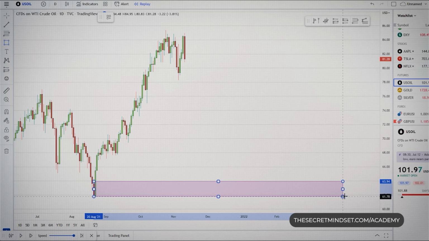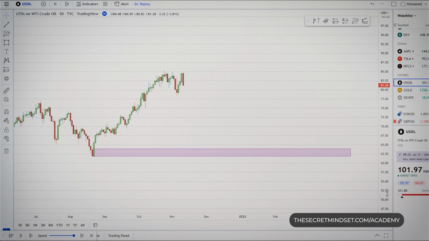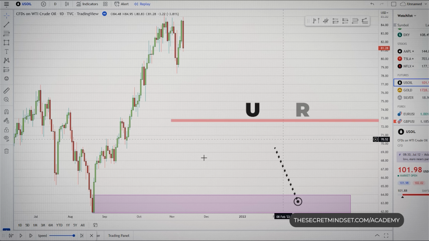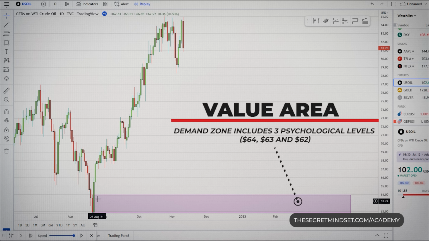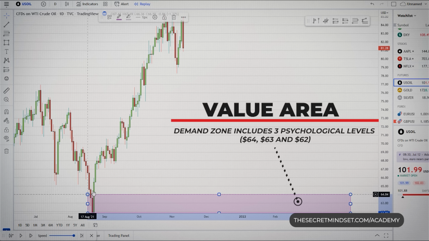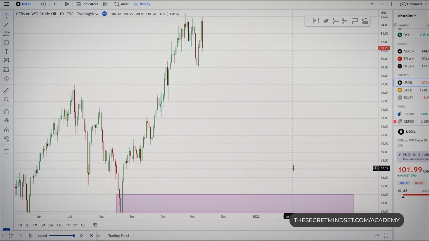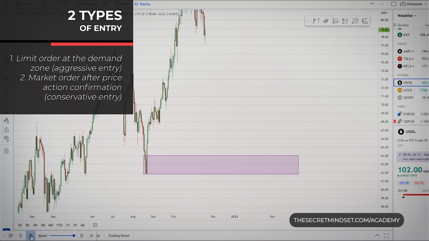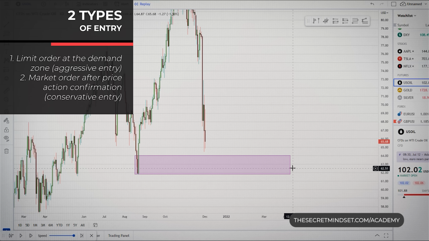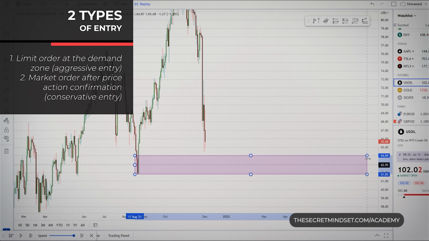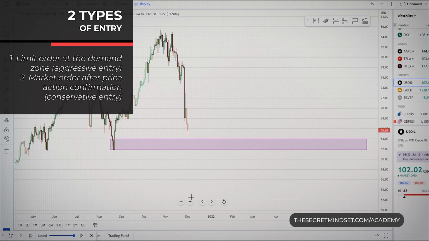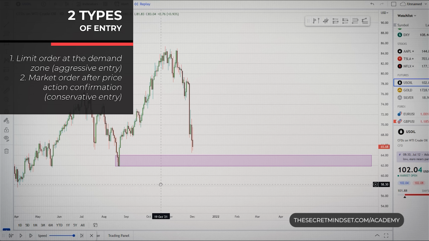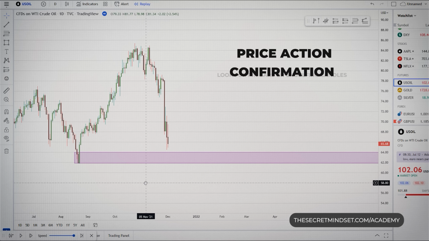We also adjust the scale on the right to have a $1 grid to find the round numbers. Our demand zone includes 3 psychological levels at $64, $63, and $62. We don't know which one will hold. You can set a limit order at one level inside the zone, the aggressive entry, or you could wait for a price action signal to confirm the rejection, the conservative method. I prefer the second approach.